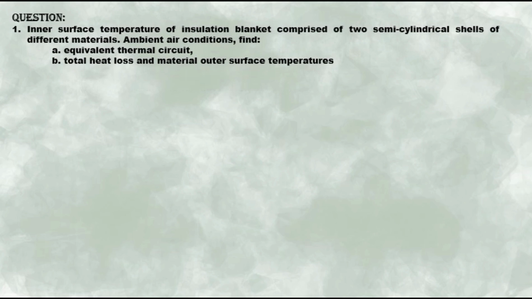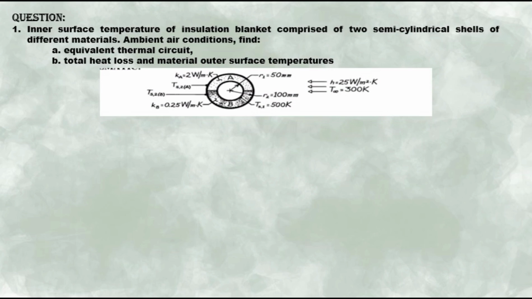We have two examples from Chapter 11, combined conduction and convection heat transfer and the overall heat transfer coefficient. For our first question: find the inner surface temperature of an insulation blanket comprised of two semi-cylindrical shells of different materials, given the ambient air conditions. Find the equivalent thermal circuit, and the total heat loss and material outer surface temperatures. We have here the schematic.